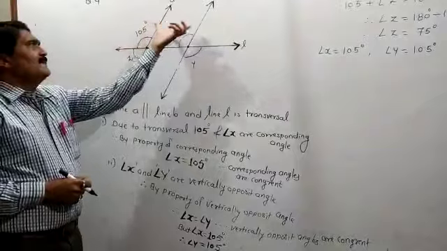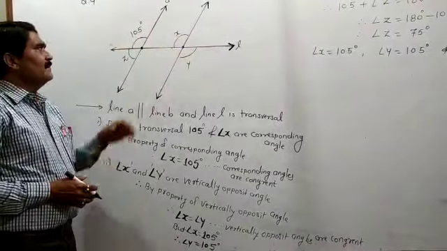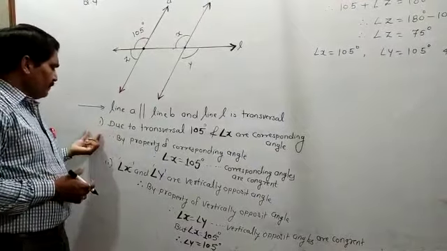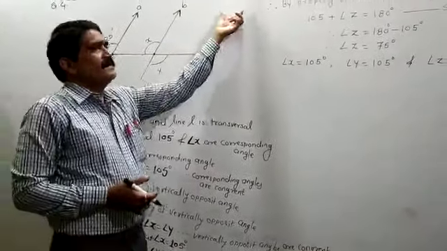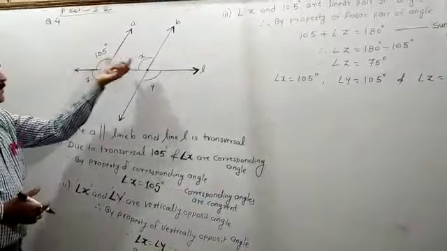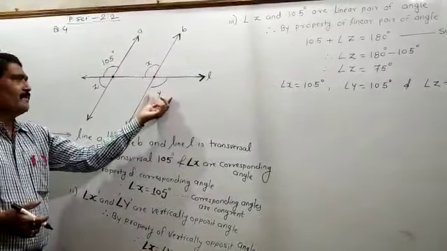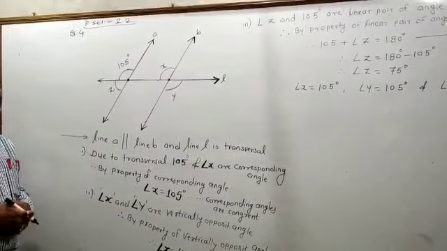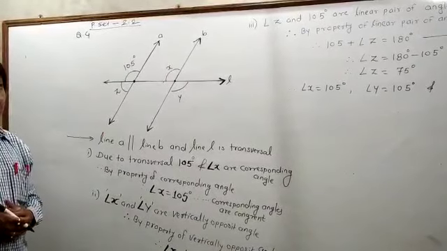Since these lines are parallel, due to the transversal, you have to divide this problem into three parts. This one is the first part, this one is the second part, and this one is the third part. In the first part you have to find X, in the second part Y, and in the third part Z. Then let us see how you will find X, Y, Z.